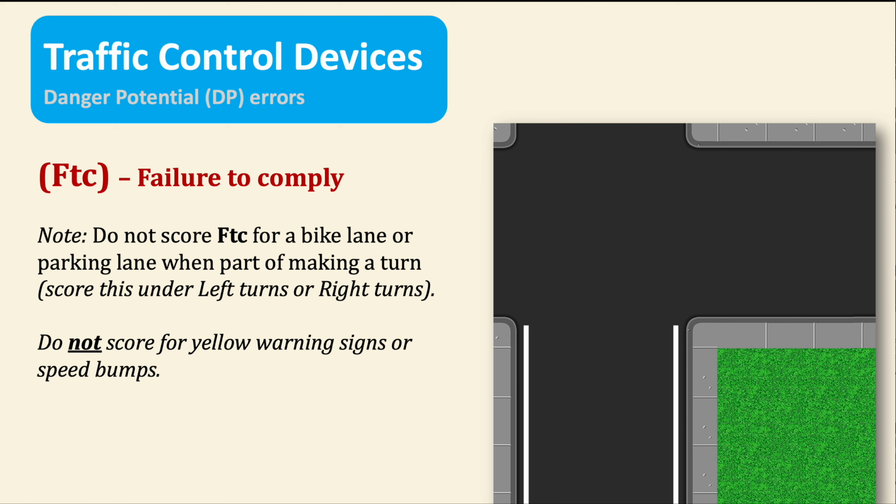Do not score this for yellow warning signs or speed bumps. So if somebody wants to go full speed over that speed bump, they're going to do that. Hopefully it's in their car and not yours. If they're ignoring a yellow warning sign, it's not something that's scored on the driving test.